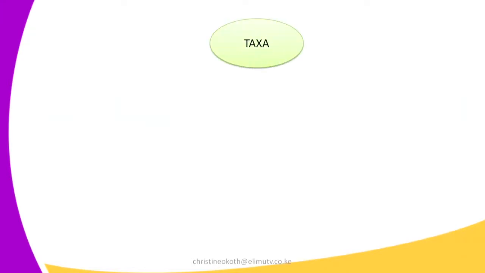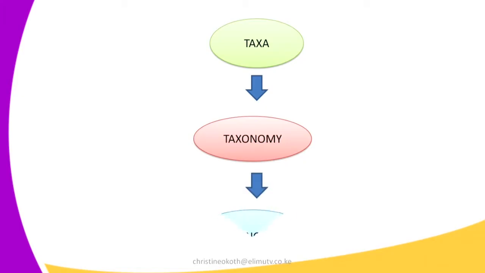So that is the hierarchy in which it goes. It starts with the taxa, the specific group, going down to taxonomy, the broad branch of biology that deals with grouping of organisms. Then finally, the person who studies this branch of biology is what we call a taxonomist.